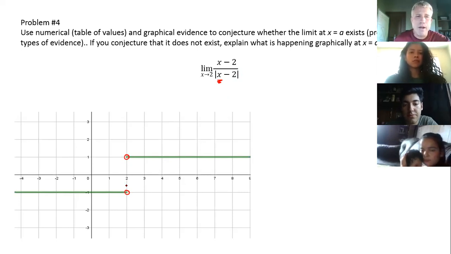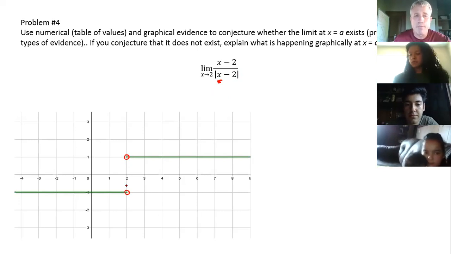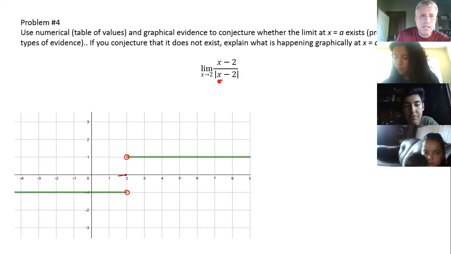And if you're looking at the graphical evidence, you would say, hey, it looks like the limit as x goes to 2 from the positive side is 1. And it looks like the limit as x goes to 2 from the negative side is -1. So we have 2 different one-sided limits.